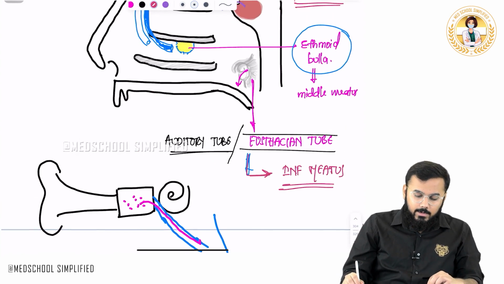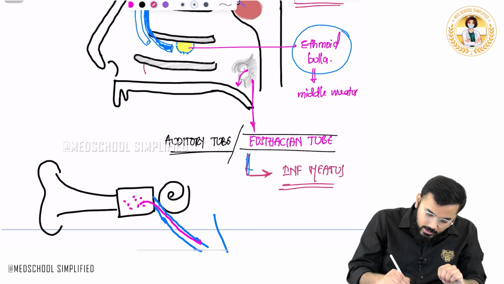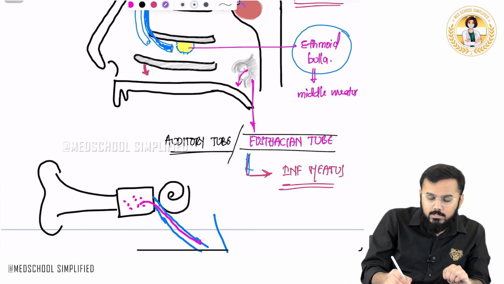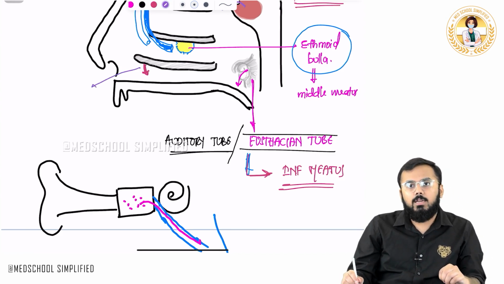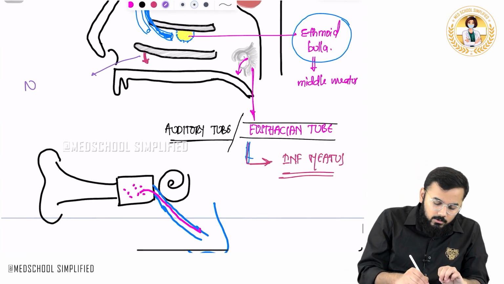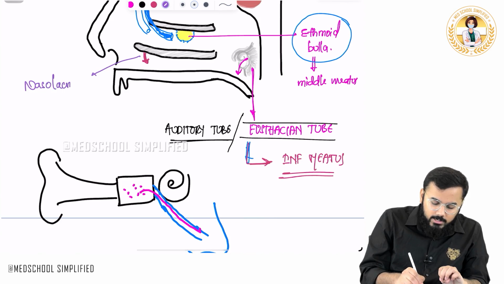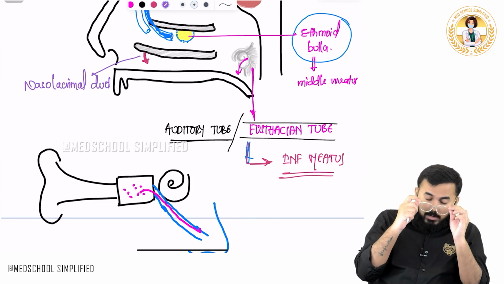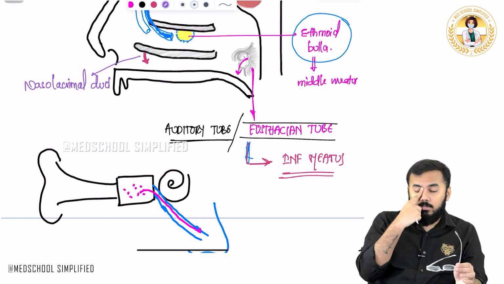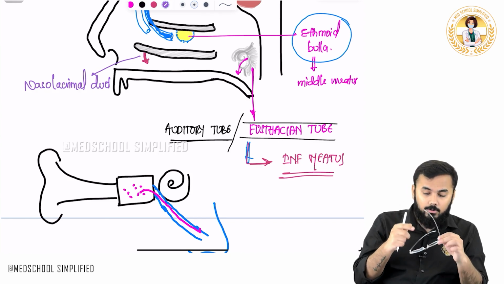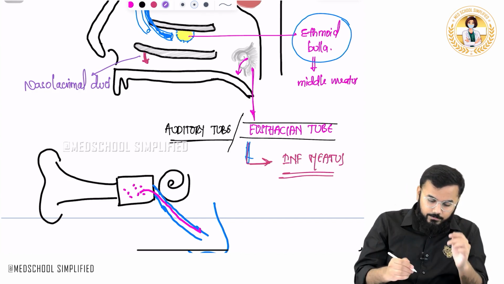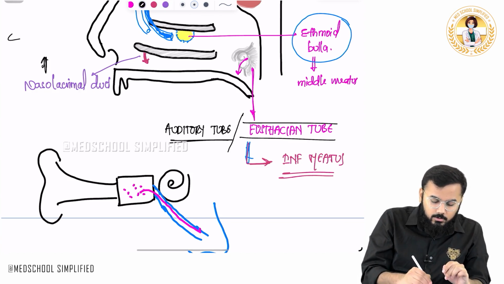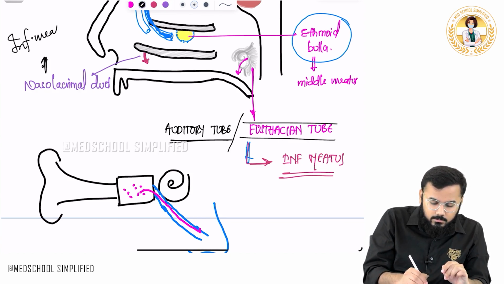Clear? Right. Next important thing, you see here there is one more drain. This is a drain for your nasolacrimal duct. Look at the terminology, nasolacrimal duct. The lacrimal gland is this one, right? The nasolacrimal duct is actually present here. So this is the duct that is coming all the way and draining into your inferior meatus.